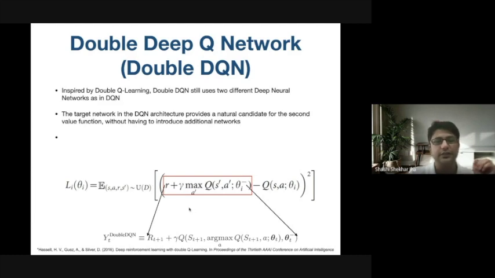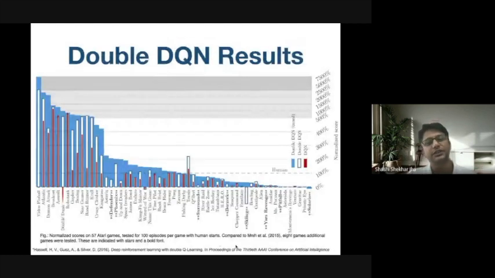The way they changed it, they removed this max function from here and put it inside. The max function is only used to choose the action a dash. And for that particular action, the Q value is taken from the theta minus parameter. So this was the change. You see, the r remains the same, the same reward. Gamma remains the same. Now you're directly using the Q value from the fixed network, and the state is also the same, whatever is your next state. But the action for which the Q value is chosen is taken from your learning network. The action is taken from the learning network.